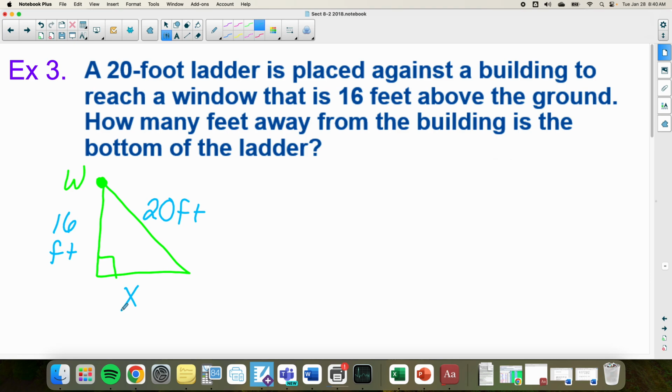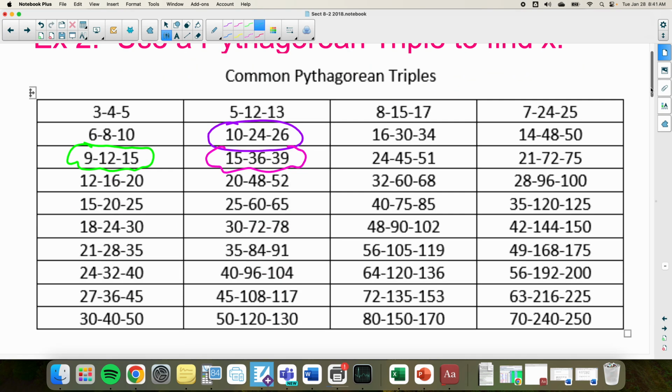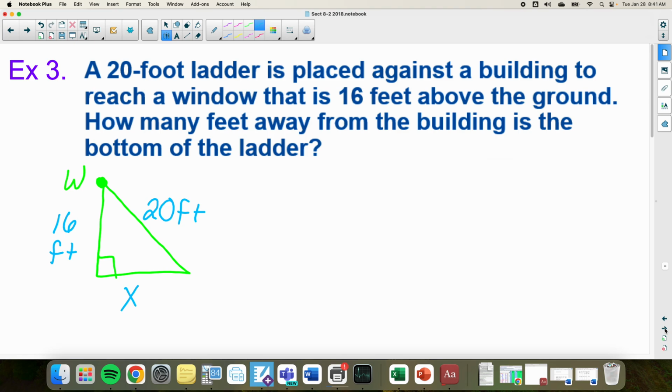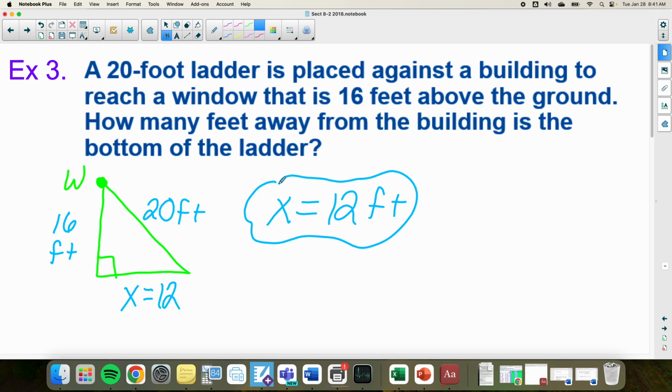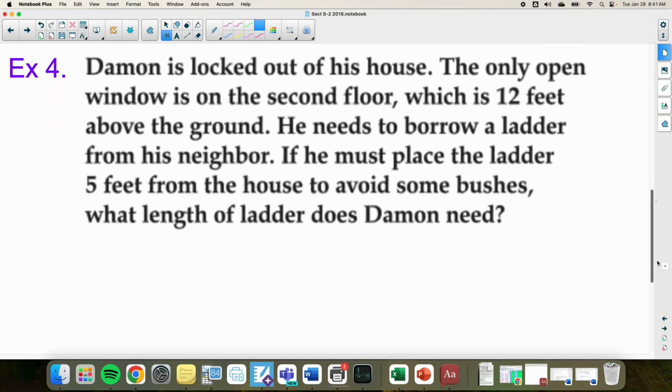So you can go back and look at your Pythagorean triple thing and see, is there one that your biggest side is 20? And there is, right here. So that tells me I have a 12, 16, 20. But keep in mind, so this is 12. Keep in mind, they're not all going to be Pythagorean triples today. If it's not on that chart, then you have to do a squared plus b squared equals c squared.